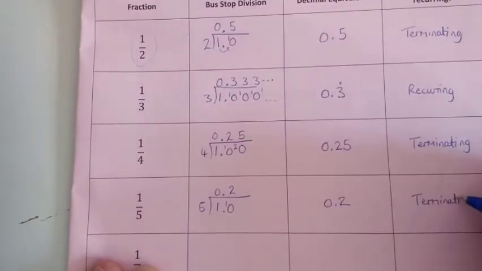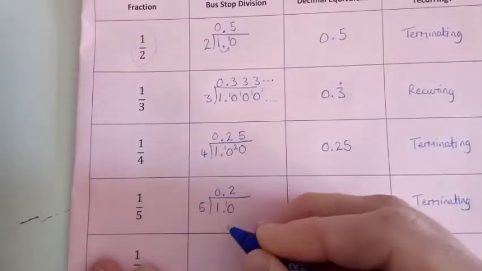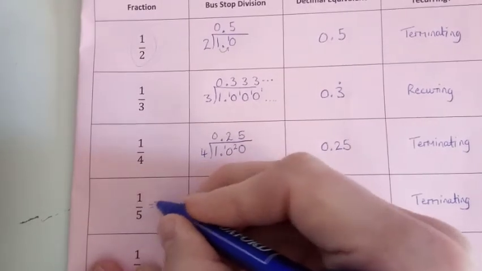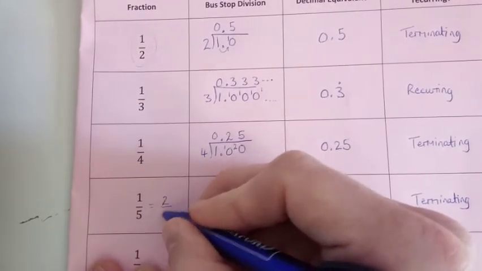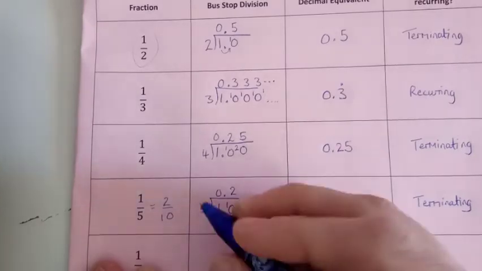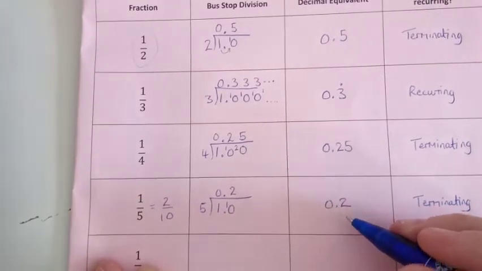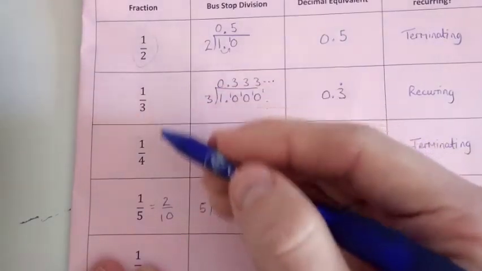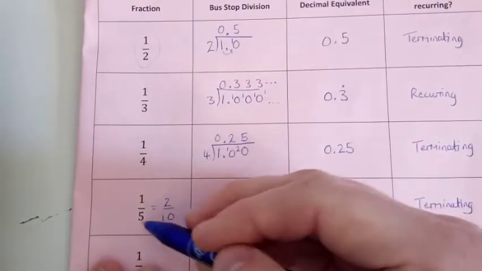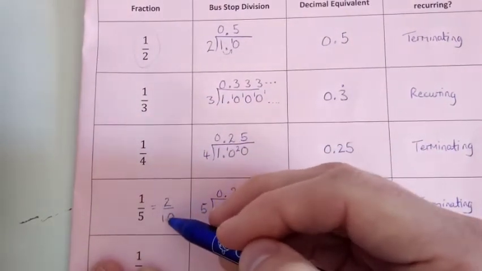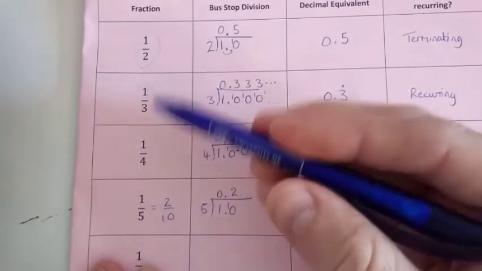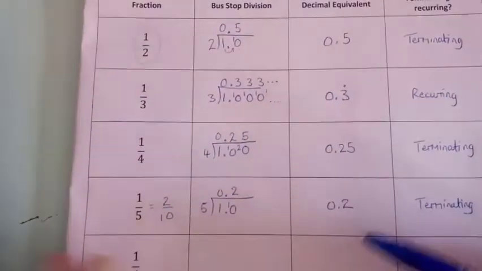I'm not saying this is the best method of converting fractions to decimals. Personally, I would just make that into an equivalent fraction like 2/10, and then you've got your decimal straight away, 2 in the tenths column. Okay, but it is the fallback method. If you can't think of how to scale something up, just do the division. Just use the bus stop method. Okay.